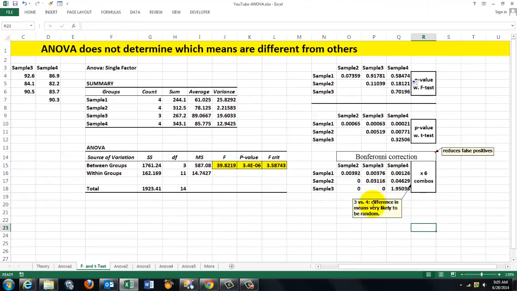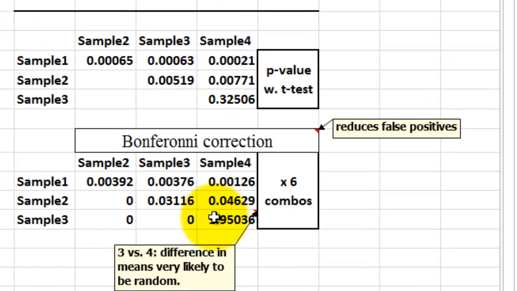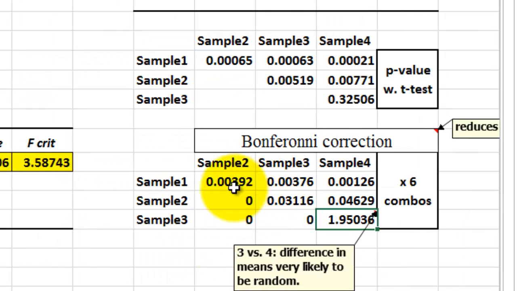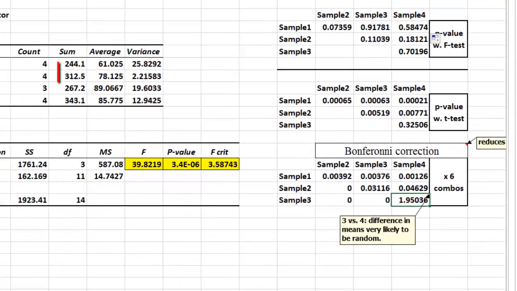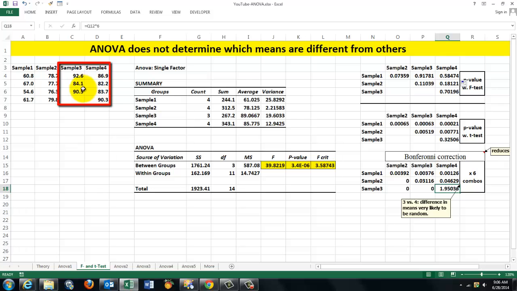And what you find out after you do that, you will see that this one, the difference between 3 and 4 in means, is very likely to be random. But all the other cases are in the very low probability range. It's very unlikely that that happens by mere coincidence. So only the difference between 3 and 4 is significant.